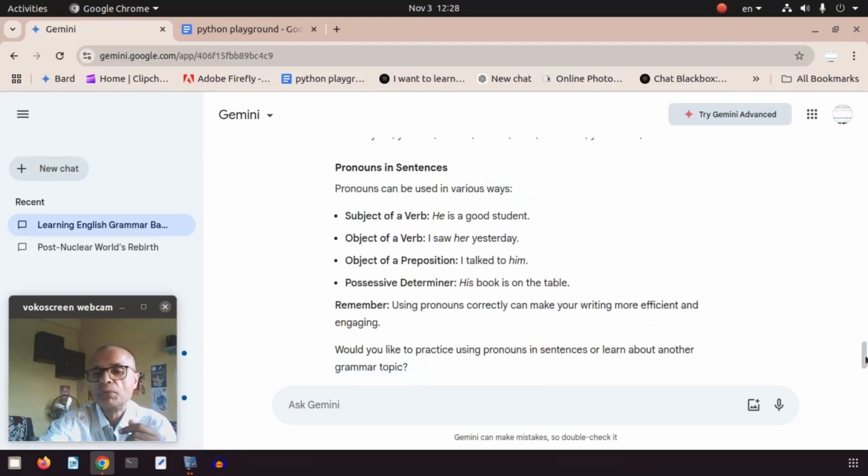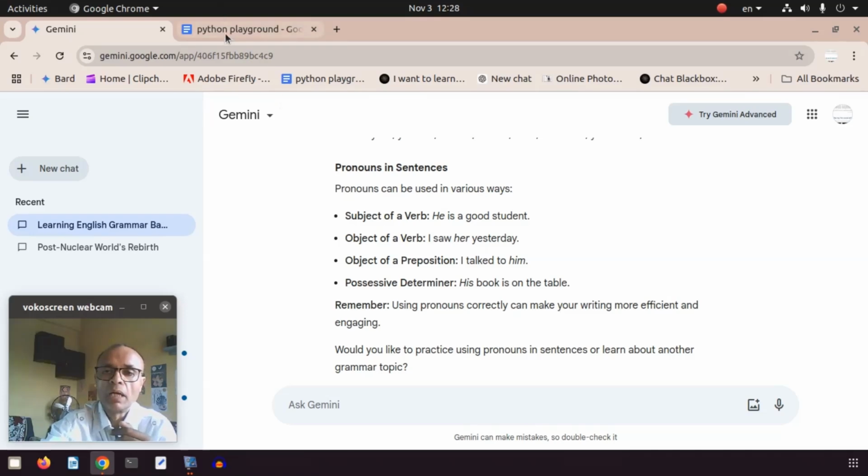Now if we come to the second part of this pronouns study: how we can use pronouns in a sentence. We have already seen how we can use pronouns. We can use it as a subject of a verb or an object of a verb or object of a preposition, because I talked to him or Jason talked to him, Jason told him a story. And possessive determiner, that means his friend, okay, his friend.